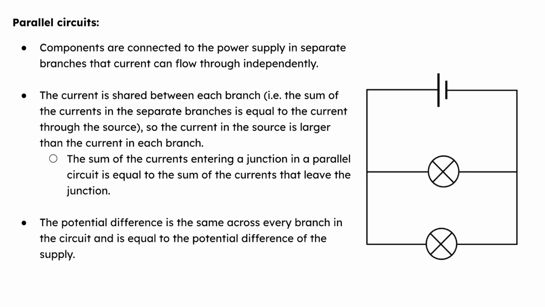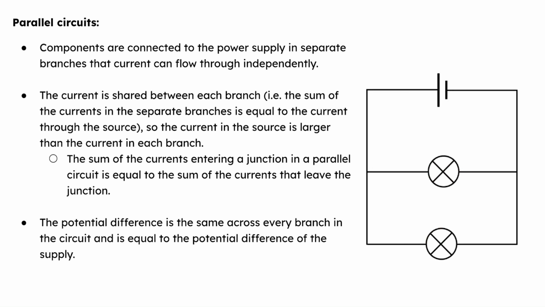Parallel circuits. So components are connected to the power supply in separate branches that current can flow through independently. The current is shared between each branch. In other words, the sum of the currents in the separate branches is equal to the current through the source. So the current in the source is larger than the current in each branch.